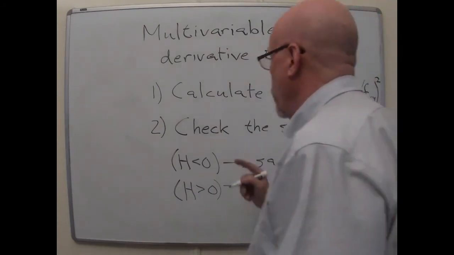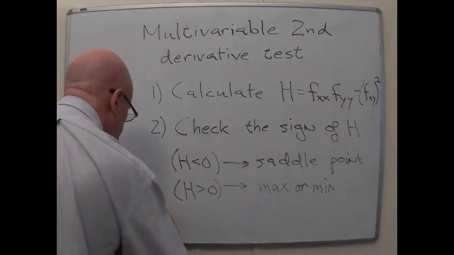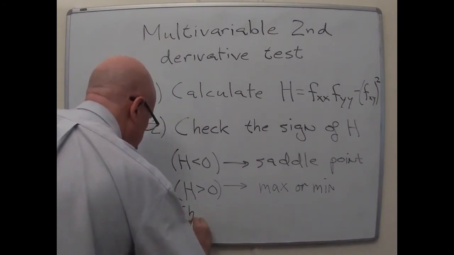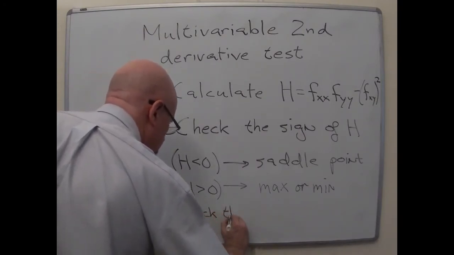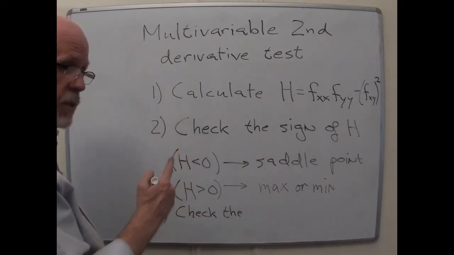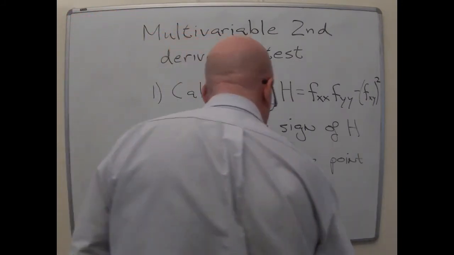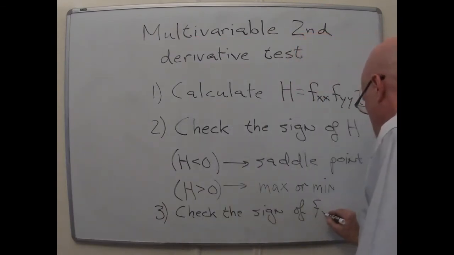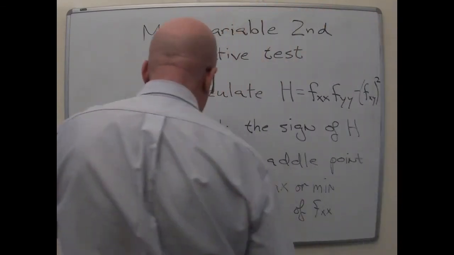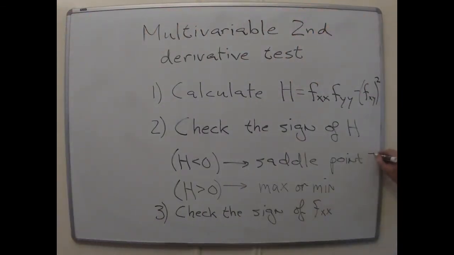The something else is to now check the sign of fxx. And again, you don't have to calculate what fxx is. You don't have to get a value for it. Just need to know whether it's positive or negative. So at this stage, I would stop here, right? If I find out a saddle point, let's put like a stop sign there. Say stop.